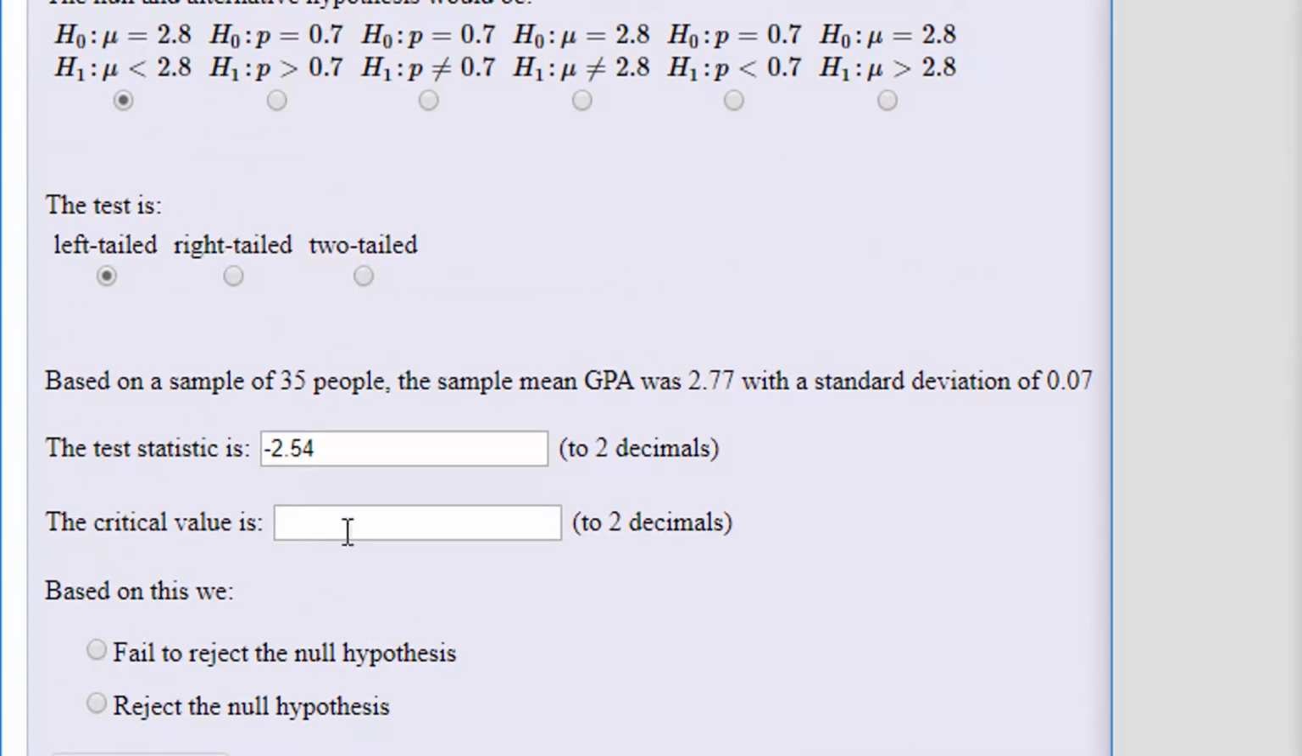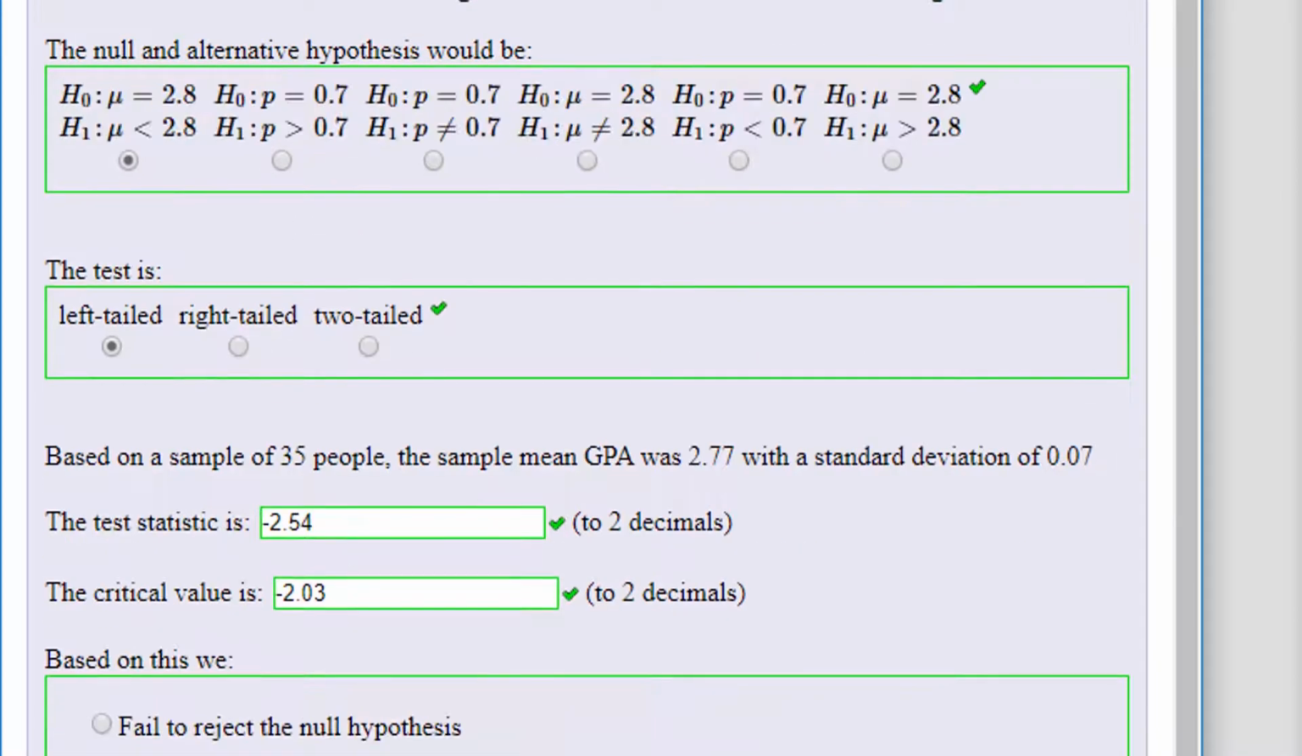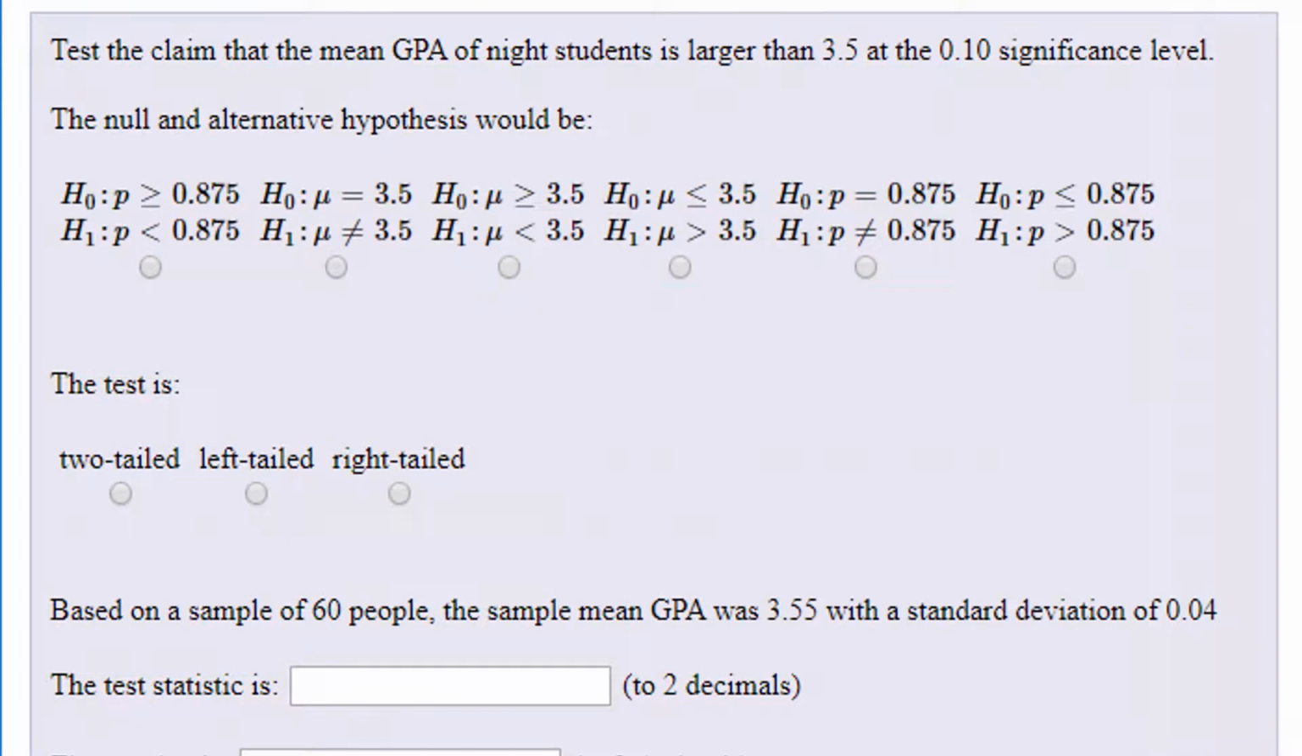So I'll put in the critical value. It's negative 2.03. Based on this, do we fail to reject or reject? If the test statistic is in the rejection region, then we reject. And then I'm going to just check my answers. Everything is correct. Now this is another problem that's very similar, but this time we're asked for the p-value.